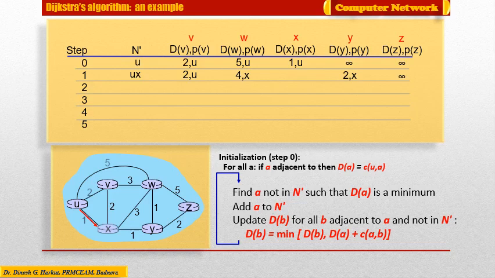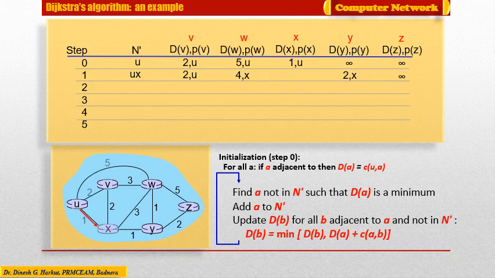From X to V there is no change in the path, hence the value remains 2, and again the previous node will remain as it is. From node X to Y, the cost comes out to be 1 plus 1, that is 2, and on this least cost path the immediate previous node to node Y is X, hence it is put as 2, X.